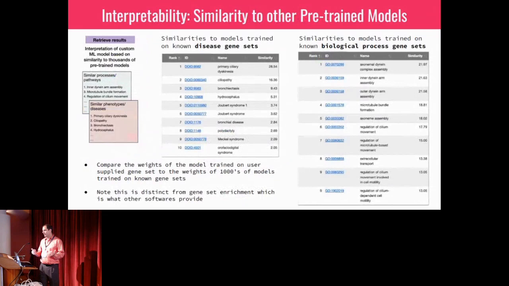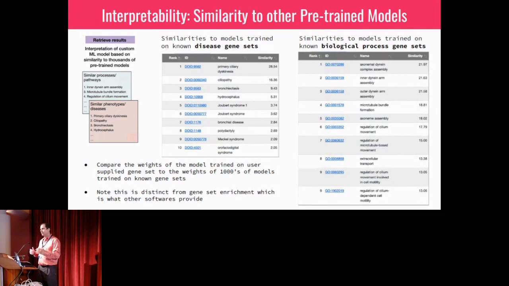So the other way that we try to do interpretability is similarity to other pre-trained models. The model is a linear model, so that means every coefficient, which is a connection to every feature, is a gene, and every gene is basically going to get a coefficient. So there's just a set of coefficients that you get.